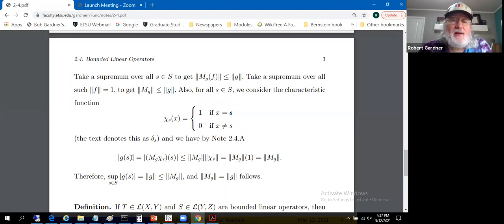So we're picking out an individual value of s, in this case, the s given by the characteristic function, and we can write G of S as this operator applied to that characteristic function. You'll multiply, you'll lose everything, you'll pick up G of S as the function at a single point. So the definition of the multiplication operator is what establishes this equality. Now we've got the operator applied to a function at a single point.